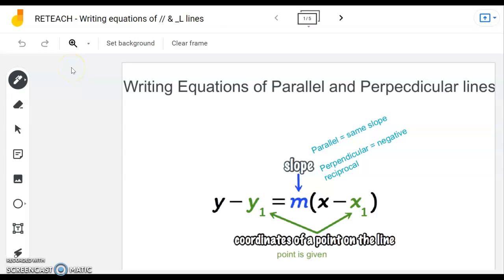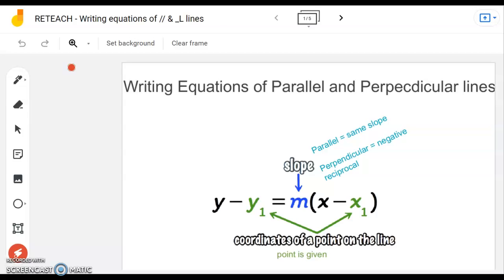All right, so we're going to be writing equations of parallel and perpendicular lines. And I picked the point slope formula because it's the easiest one to work with. And I picked something that was colorful and vibrant and something that draws your attention. So the point slope formula is y minus y1 equals m times x minus x1.